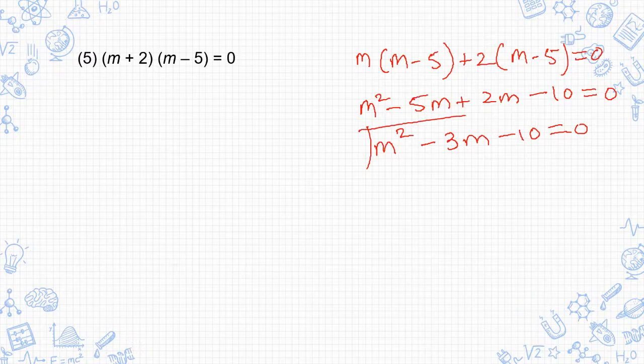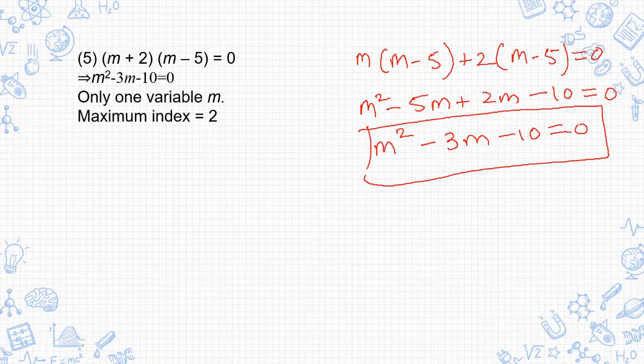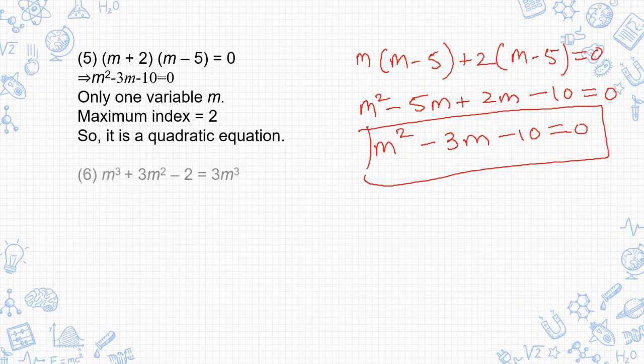So we'll just try now identifying this equation. So if you see m square minus 3m minus 10 equal to 0, it has only one variable m, and the maximum index of this variable m is 2. So it is a quadratic equation.